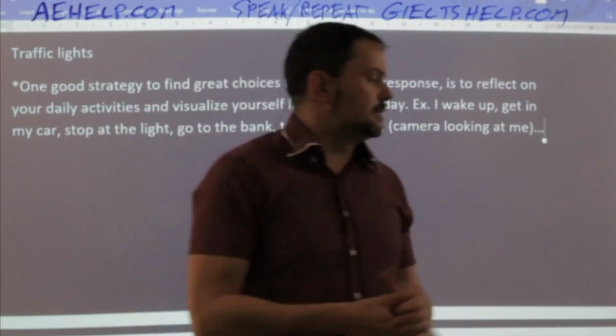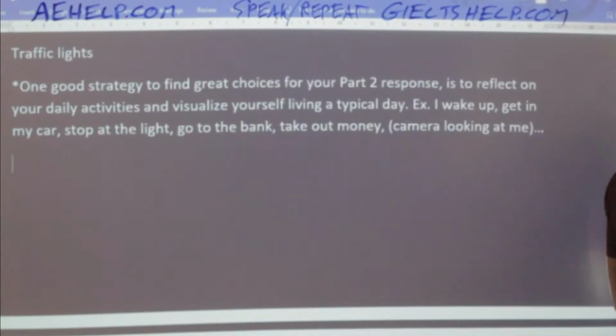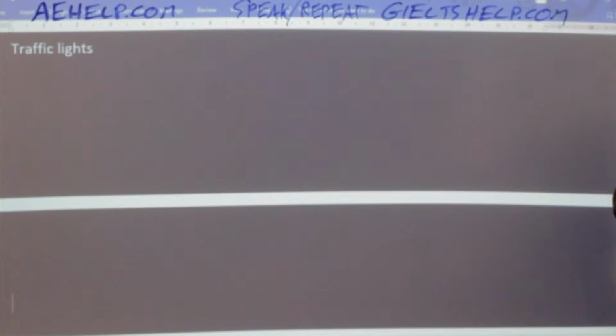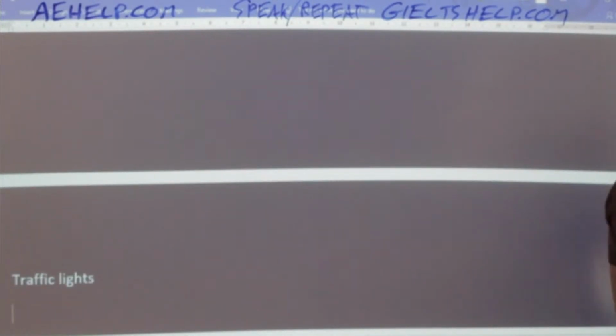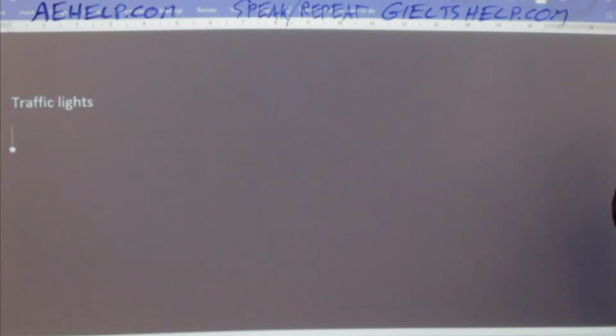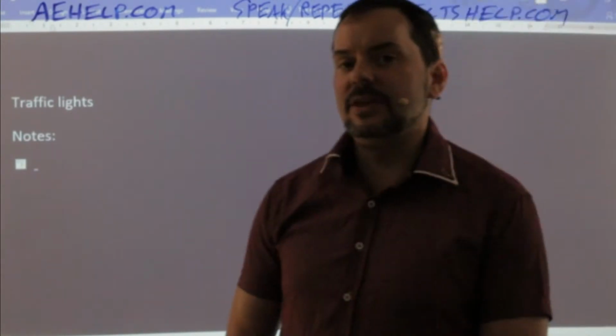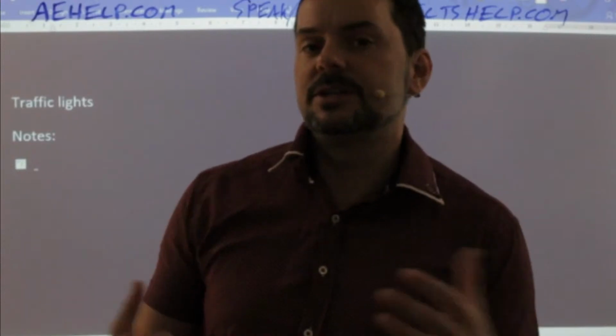Okay. All right. So I'm going to do a little bit of a veto vote here, and I'm going to make the choice of traffic lights. So let's talk about traffic lights. That's going to be the choice for the day. We want some notes. Okay. For our notes, what is the appearance of a traffic light?